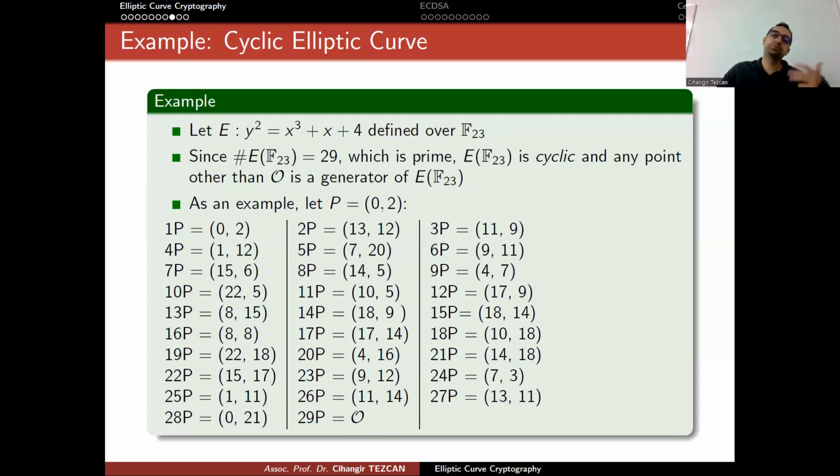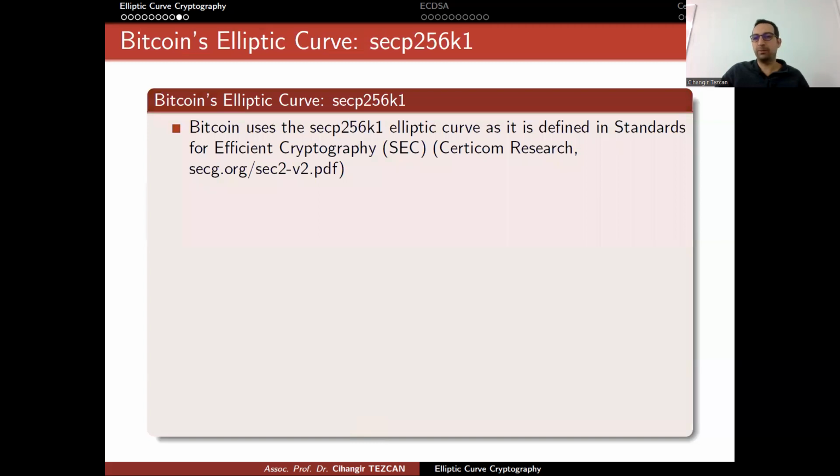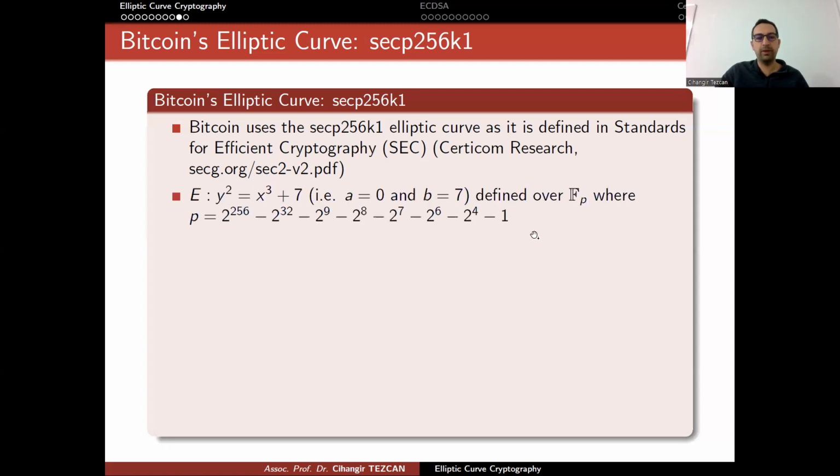Now we have the group, we have the generator, so I can define what a discrete logarithm problem is in this case, okay? Before moving on, let's give a final example: Bitcoin's elliptic curve. This is a very famous elliptic curve, secp256k1. Bitcoin uses this elliptic curve as it is defined in the Standards for Efficient Cryptography, SEC. You can find the PDF on this webpage from Certicom Research, and that elliptic curve is defined like this.